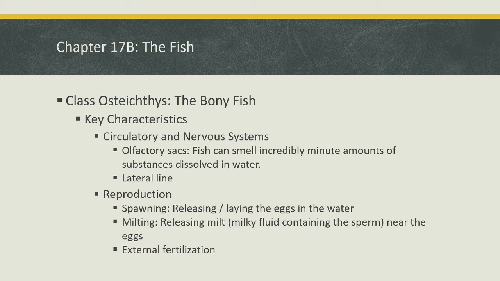Circulatory and nervous systems. So, the term olfactory sacs, what happens is fish can smell incredibly minute amounts of substances dissolved in water. And then there's also something called the lateral line. And the lateral line is kind of like a sense of hearing. It allows the fish to sense pressure changes, to sense vibrations, stuff like that in the water.